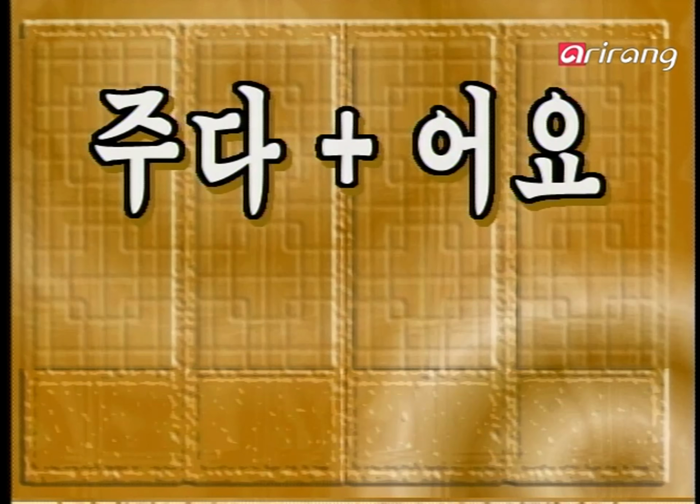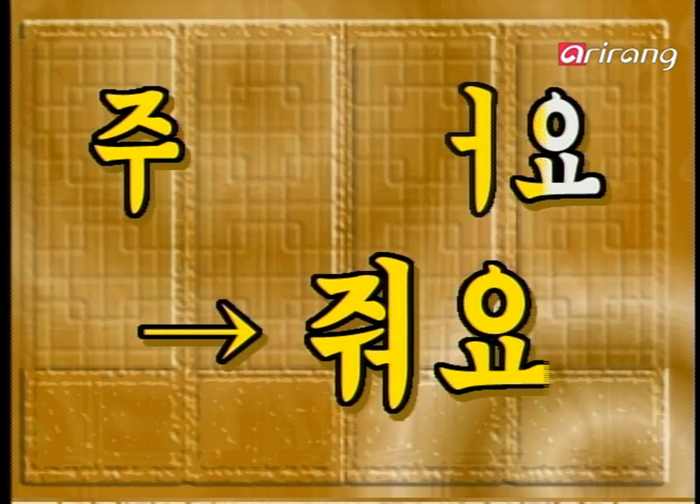Then what about words that end in a vowel sound like 주다? You would think that we can add 어요 since it ends in the vowel sound 우 to say 주어요. But this can be contracted to 줘요.